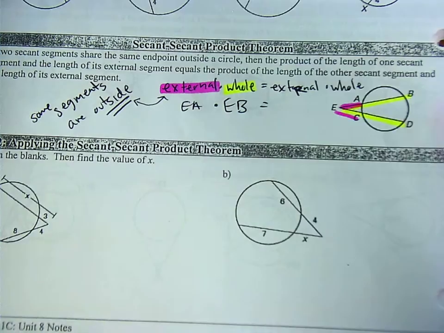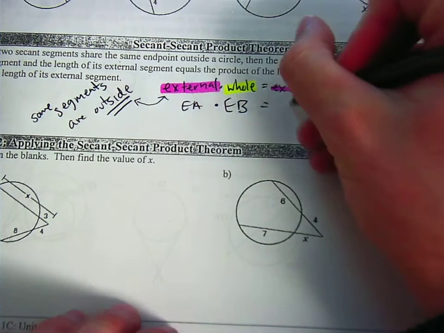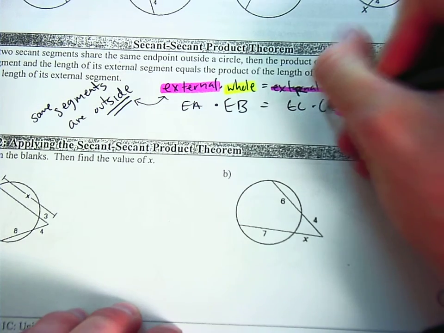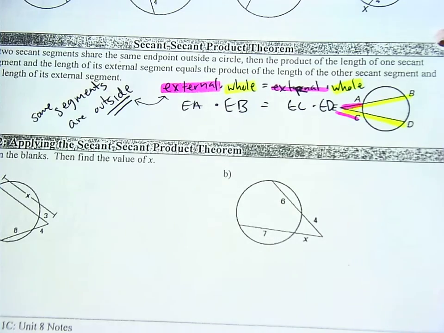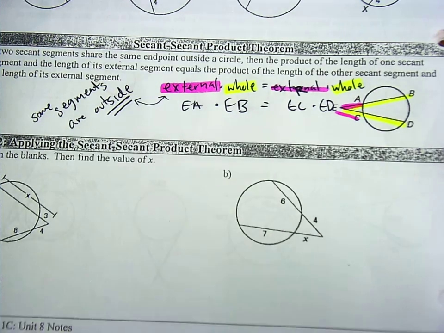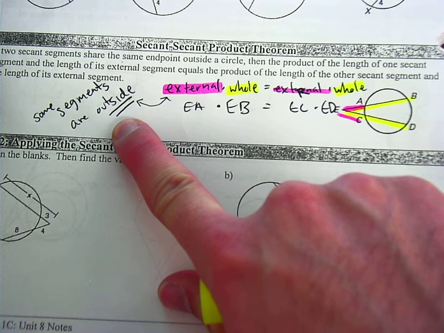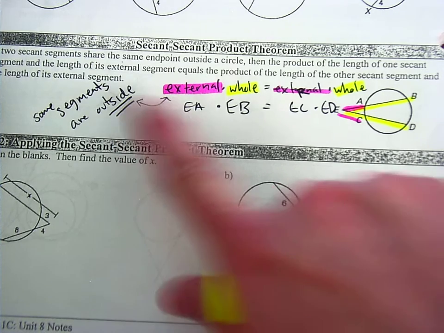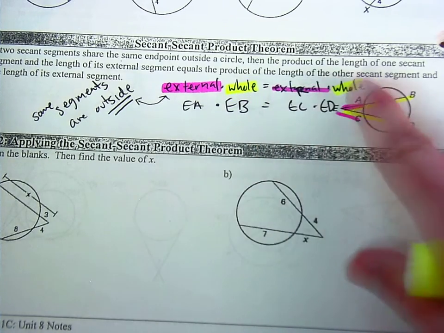Okay, same thing for the other line. So that equals the external, or EC, times the whole, ED, which we highlighted in yellow. Okay, so that's how we're kind of working it, and it's always going to be this when it's outside. So if we have any part of the segment that's outside, we're doing external times the whole equals external times the whole.